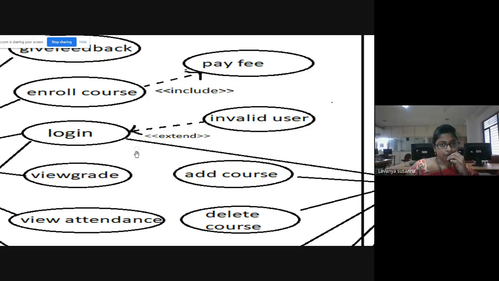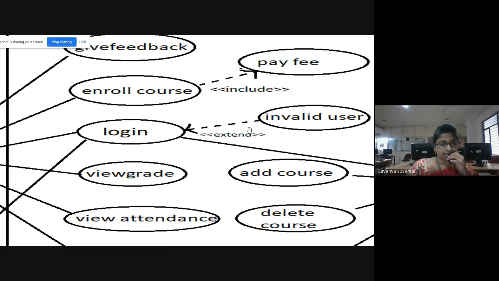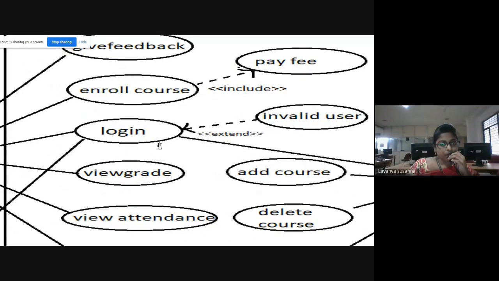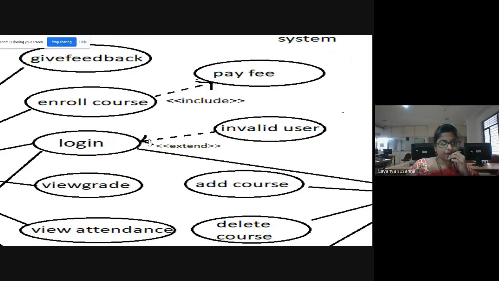Okay, I hope you understood. That's why extend. Once again, see here, in an extend relationship, when some condition is met, at that time only the invalid use case will be executed. When will it be executed? When the user enters an invalid username or invalid password. The relationship between login and invalid user is extend.